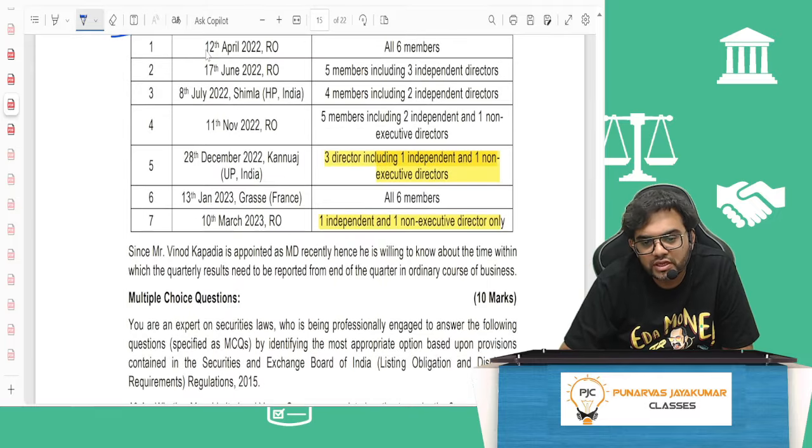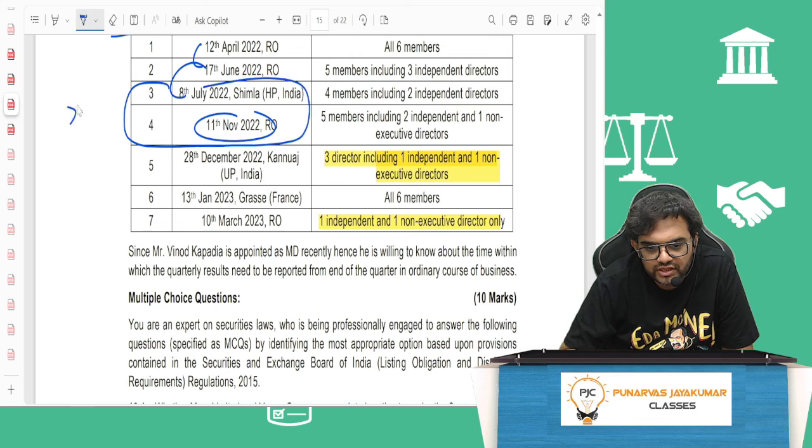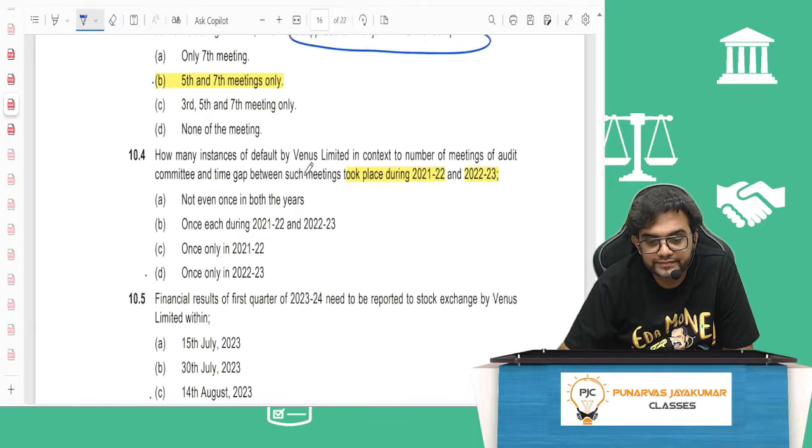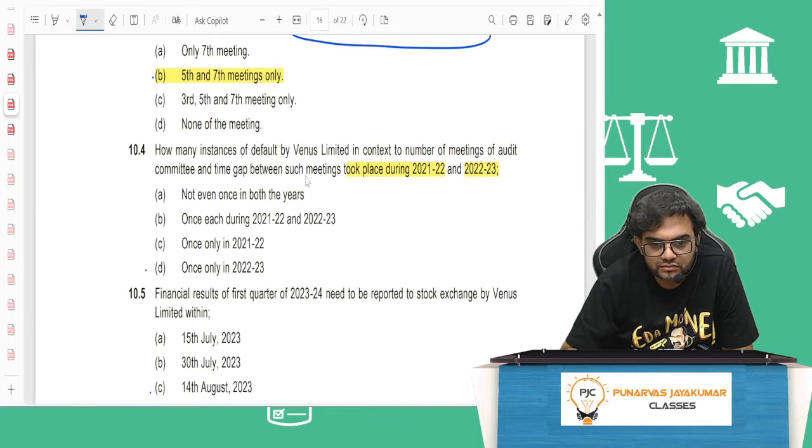Here, April to May, May to June, June to July, no problem. July to August, August to September, September to October, 3 months over. October to November, 4 months, 120 days over. So this is a problem. More than 120 days. And November, December, no problem. December, January, no problem. January, March, no problem. So only once there is a problem, between third and fourth meetings in 22-23. Got it?